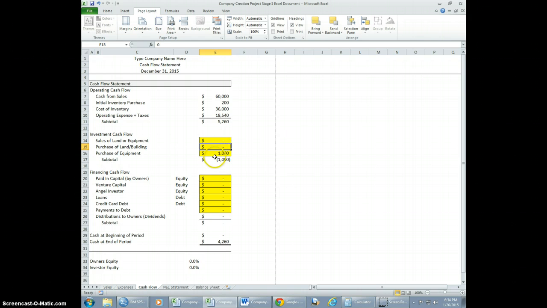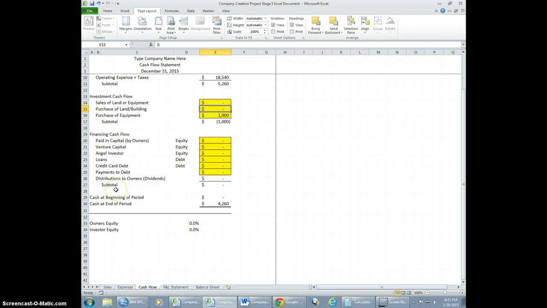So right now, this is what I was talking about before, because it's a negative value. You did not make any money off the sale of land. You spent money on the purchase of equipment for $1,000. Your cash flow right now is $1,000 in the negative, flowing out of your business.